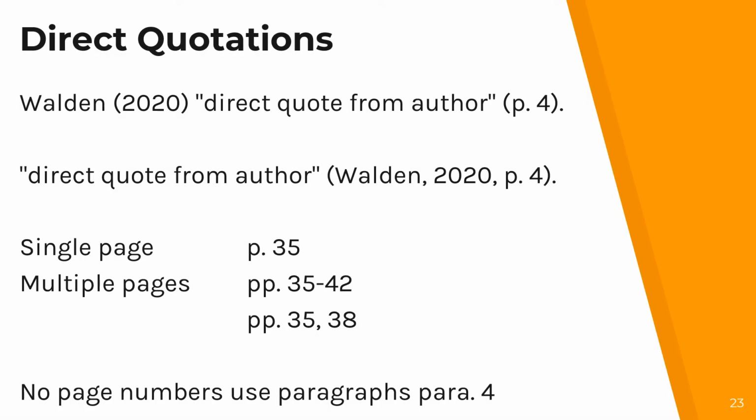When quoting directly, always provide the author, year, and page number of the quotation. For a single page, use the abbreviation lowercase p followed by a period, space, and then the page number. For multiple pages, use the abbreviation of lowercase p, p followed by a period, space, and then the page numbers. Separate the page range with a dash. If pages are discontinuous, use a comma between the page numbers. If the work does not have a page number, provide another way for the reader to locate the quotation, such as the paragraph number.